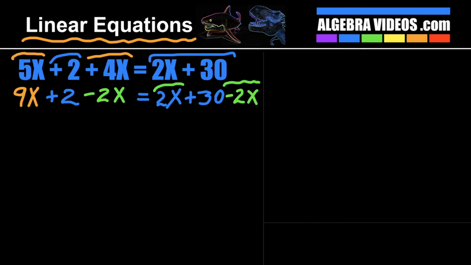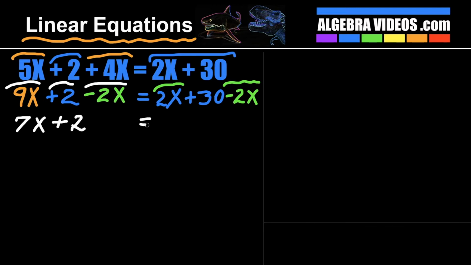So now let's combine these like terms again and see what we're left with. On the left side, we have 9x minus 2x. Well, 9 minus 2 is 7, right? So 9x minus 2x is 7x. So those two terms simplify to just 7x. And then this plus 2 right here, I'm just going to rewrite it. No change.